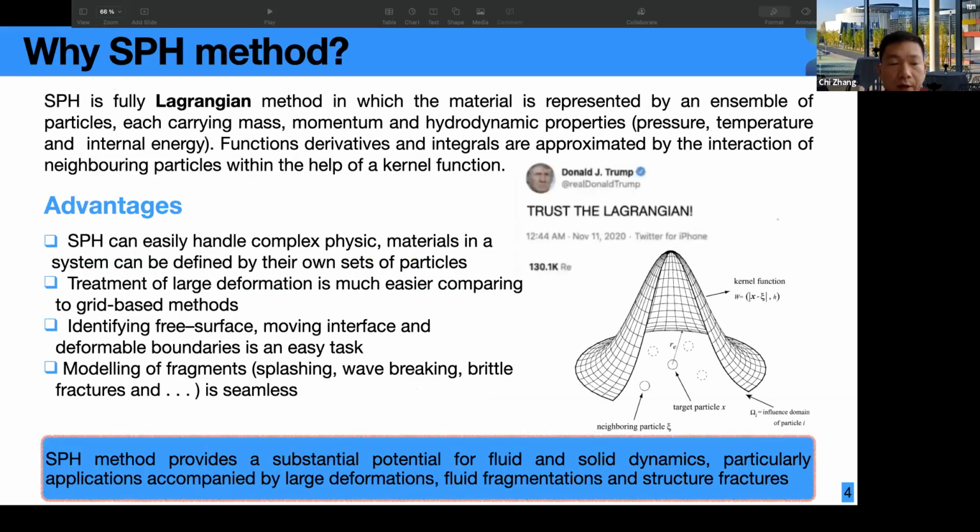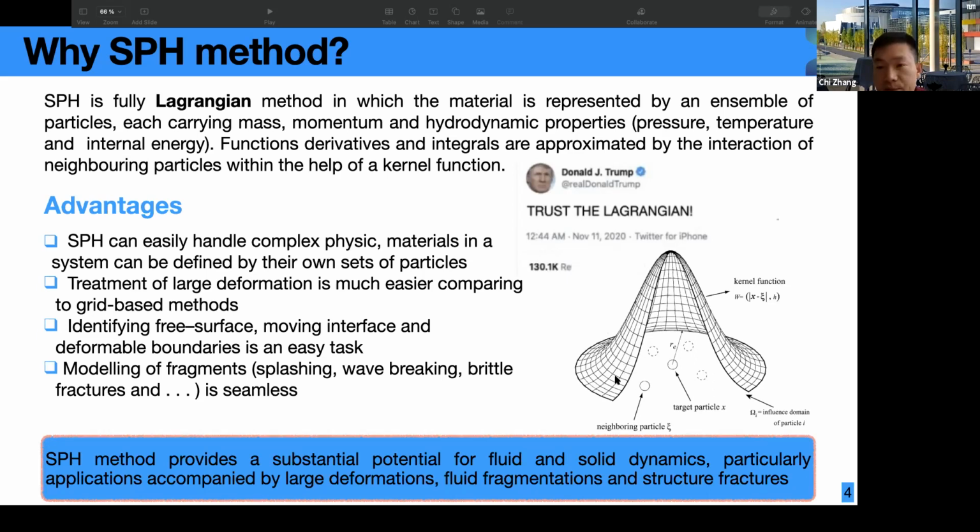So why did we choose the SPH method? Actually, some of you may not know the SPH method. SPH is a Lagrangian particle method. It uses particles which can carry mass, momentum, and hydrodynamic properties, for example, pressure, temperature, and internal energy, to discretize the system, and the interaction of the particles is determined by a kernel function.